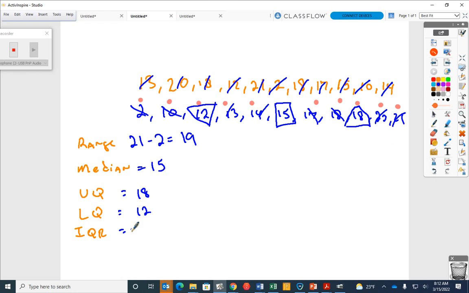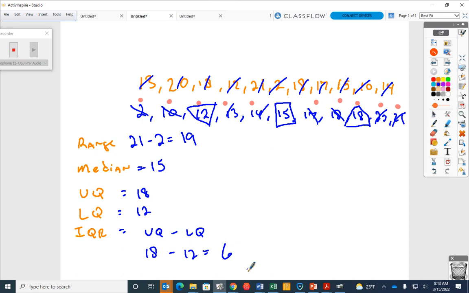Okay? And the last thing is what we call the interquartile range. And all we do for the interquartile range is we find the upper quartile, which is what? UQ, and we're going to subtract the LQ, which is 12. Okay, so I have 18 minus 12, and that equals what? 6. Okay? Does that make sense? Not that difficult, is it?